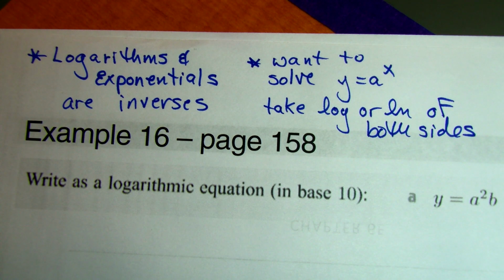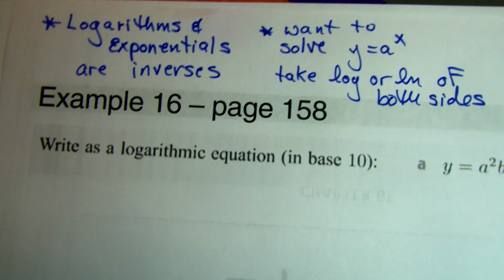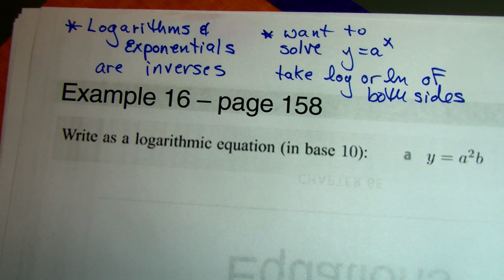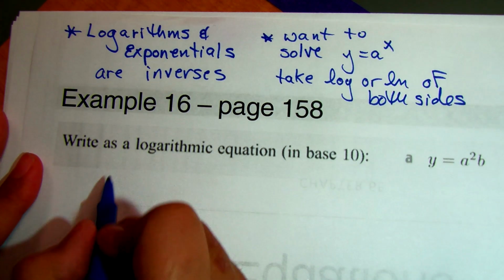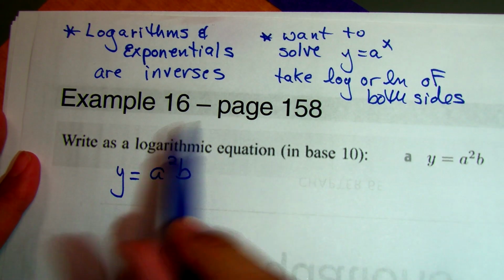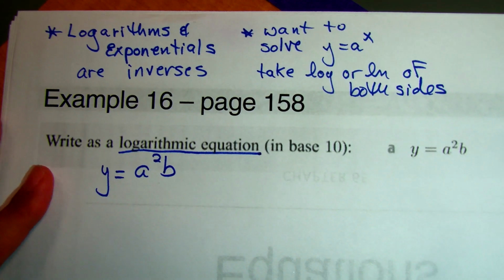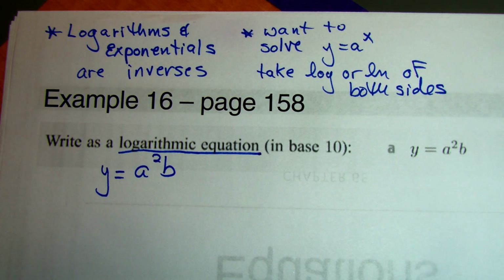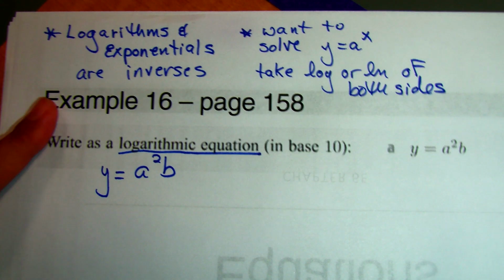Alright, so let's look at example 16 on page 158. Right now we're not going to solve anything, but we want you to get comfortable with writing exponentials with log. So I'm going to have y is equal to a x squared b, and it says to write as a log equation in base 10. Okay? Do I need to put the base on there if I write it as base 10? Why don't I need to? Because it's understood, Miss Santana, when there's no base there. Yes, you're right. If there is no base in a log, the understood base is 10.